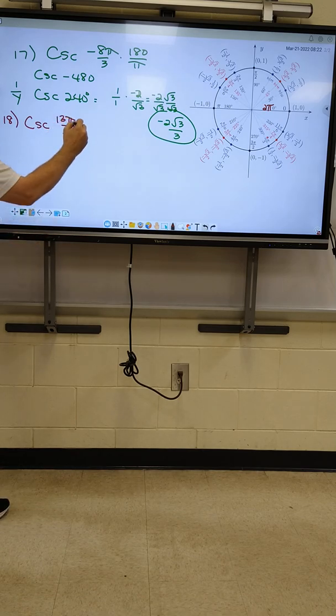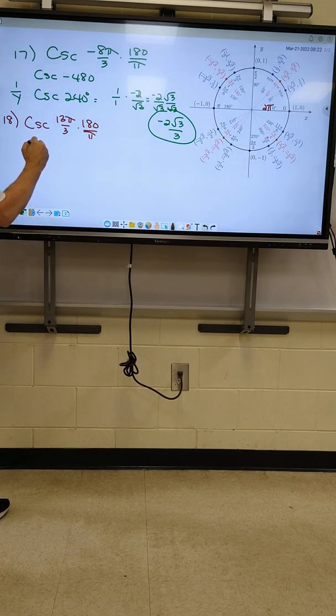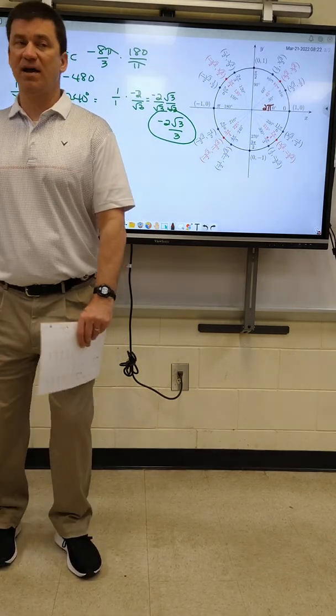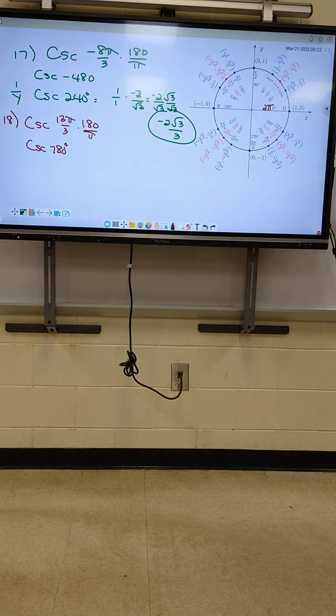All right, somebody help me out. What'd y'all get when y'all multiplied that by 180 over pi? What'd it give you? 780. So we got cosecant of 780. All right, y'all are going to have to start subtracting 360 until you get it to a number low enough that it's on the circle. 780 minus 360. All right, you'll have to subtract that one again.